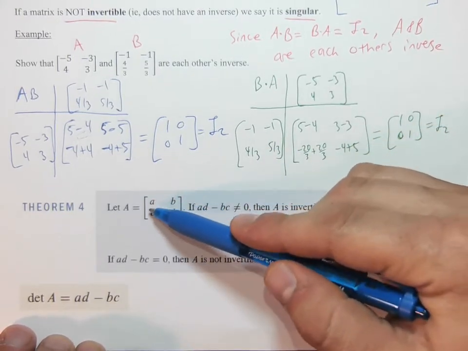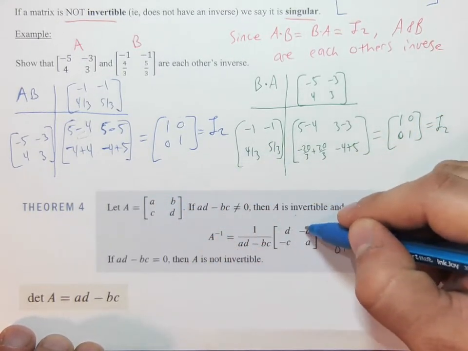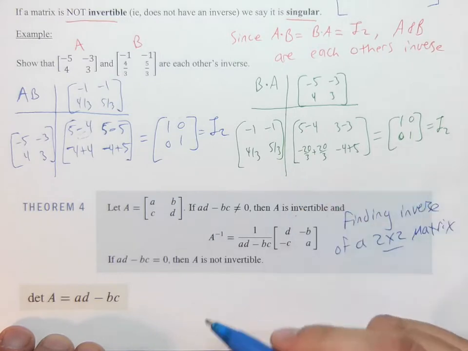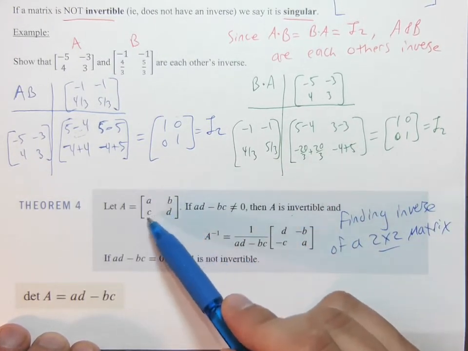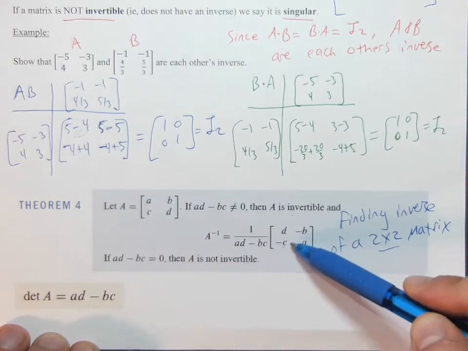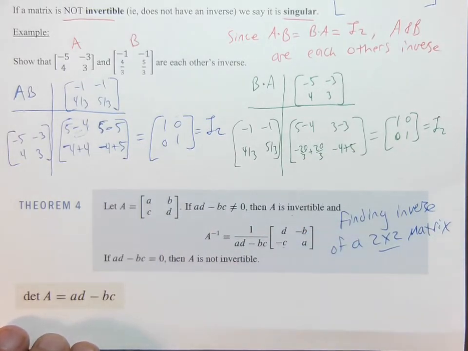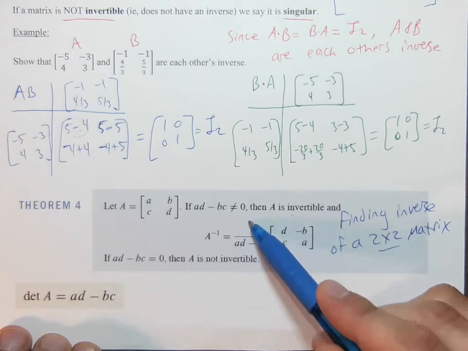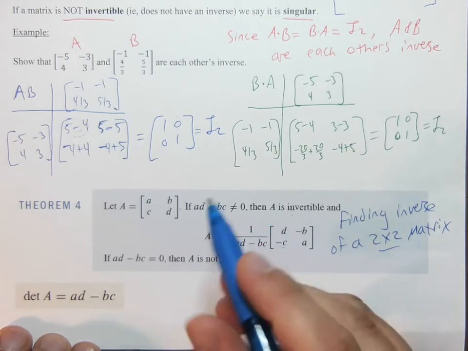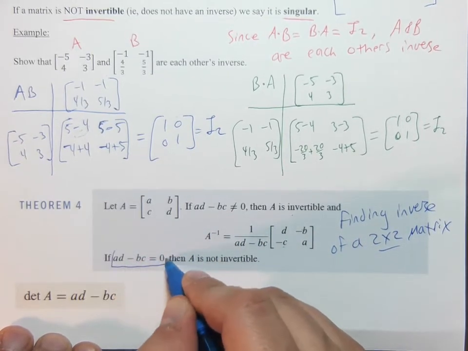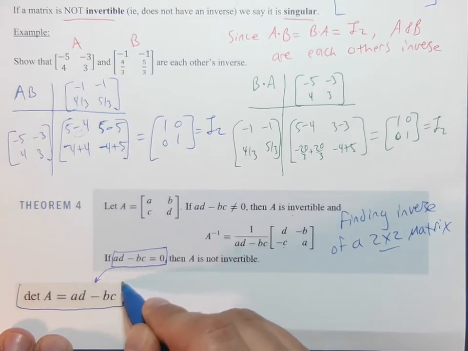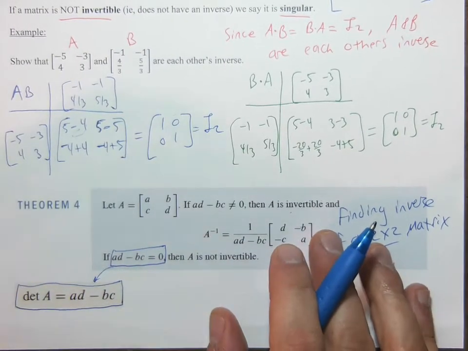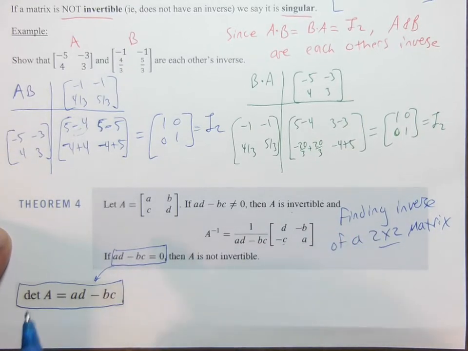So notice what happens here. You used to have A, B, C, D. Now it's D, negative B, negative C, A, right? So A and D switch places, and then B and C get multiplied by negative 1. And then this part right here, the 1 over AD minus BC, this is what's known as the determinant. You can see me defining it down here. Det A stands for the determinant of A.